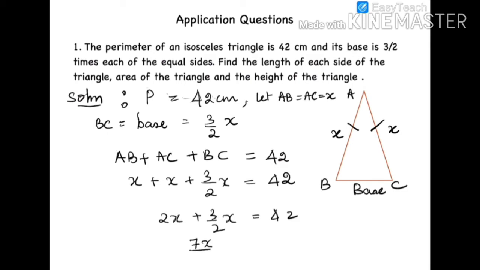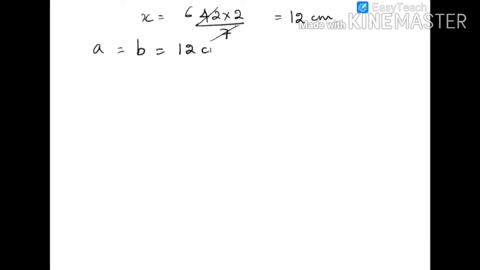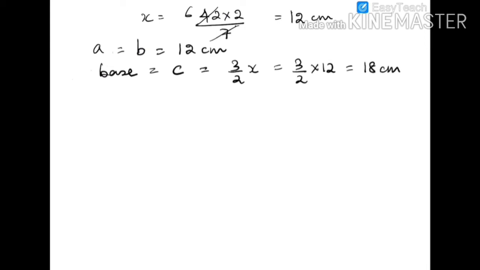This is same as 7x divided by 2 equal to 42. So x is equal to 42 into 2 divided by 7. So that is 12 centimeters. So let's say sides AB and AC of the triangle are equal to 12 centimeters and the base of the triangle is the third side, which is 3 upon 2 x. So 3 upon 2 into 12 is 18 centimeters.